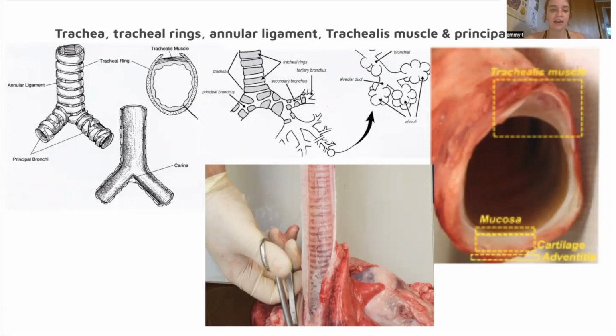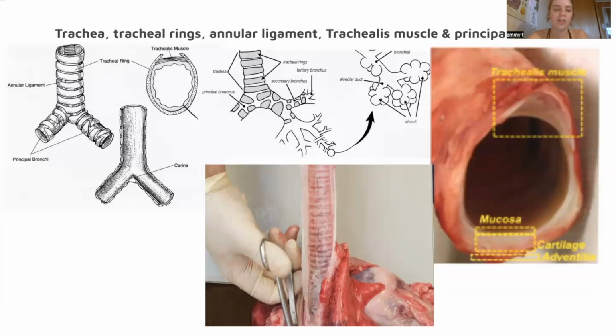In a sympathetic response, the trachealis would relax and dilate and allow for increased airflow. Meanwhile, in a parasympathetic response, it would contract, pulling the tracheal rings closer and restricting airflow. We also have the principal bronchi, which is made of smooth muscle and cartilage, and the trachea divides into two principal bronchi, each connecting to each lung.